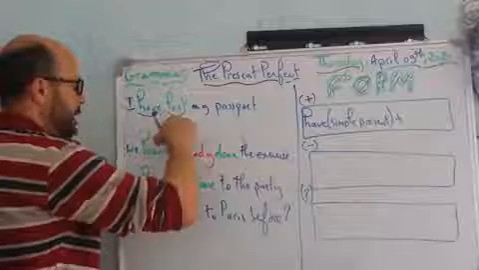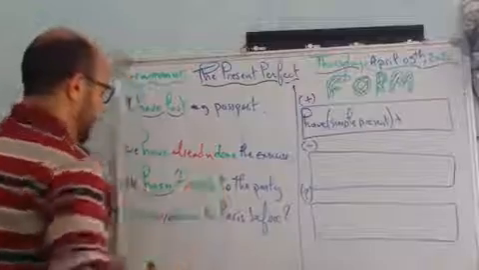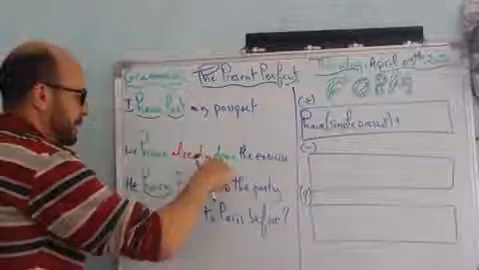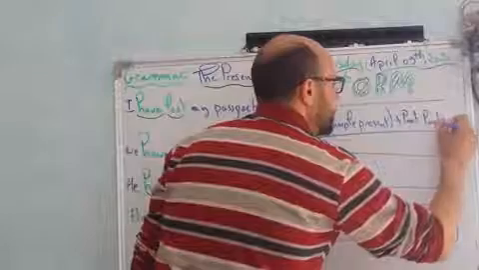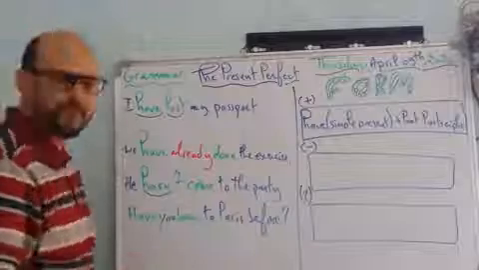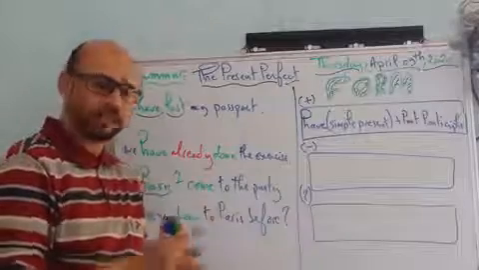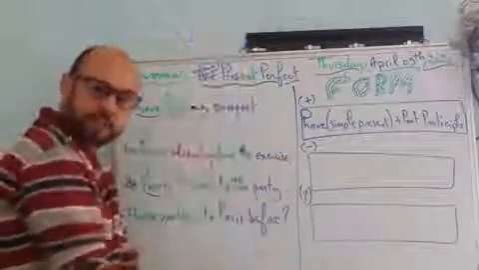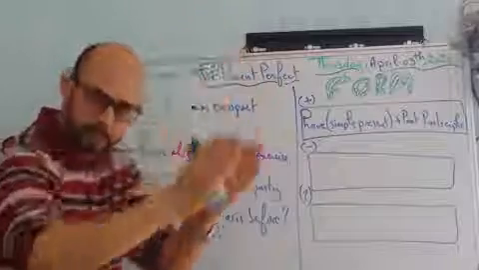perfect here. Lost, done, come, been. So this is the past participle. I know that we haven't seen this element before. The past participle, if you take the list of irregular verbs that we have studied in class, we have the base form, infinitive, we have the simple past, and we have another column, the past participle.